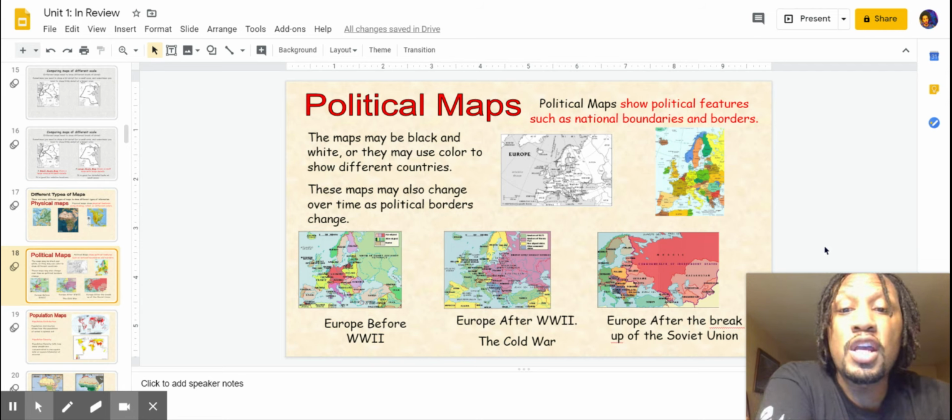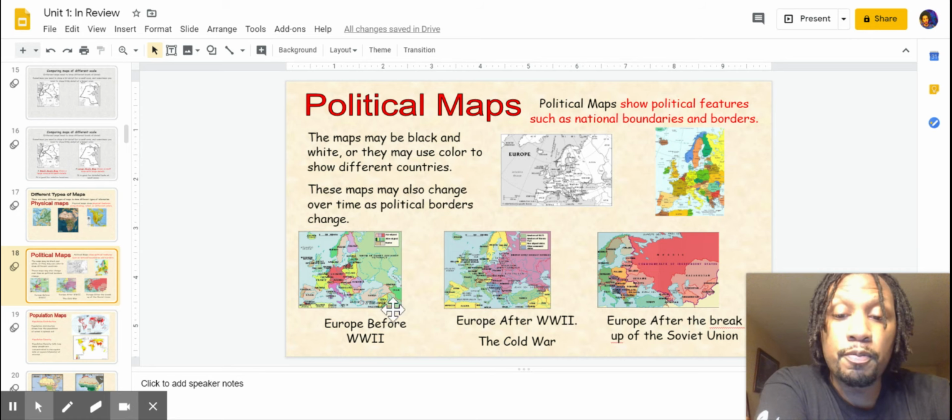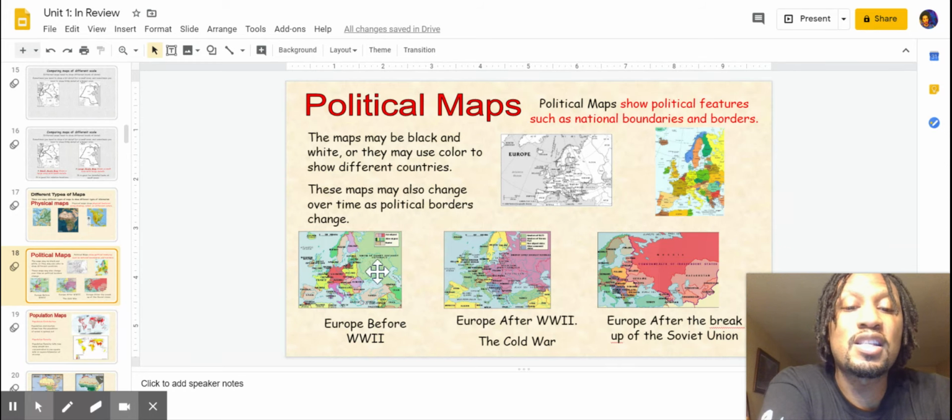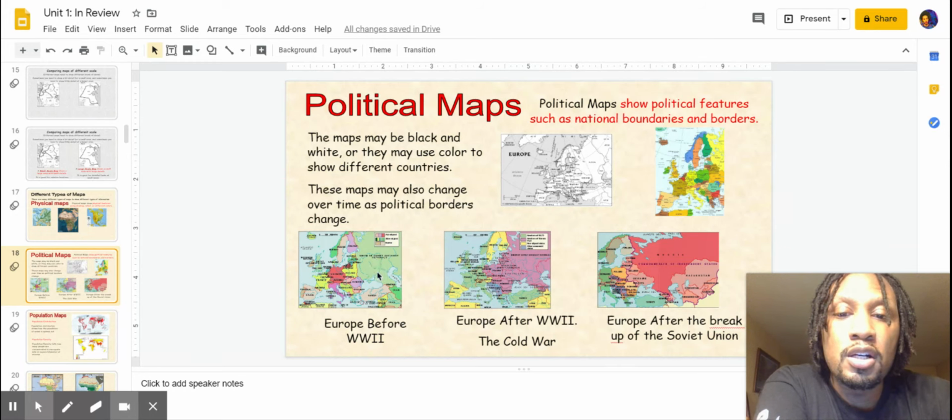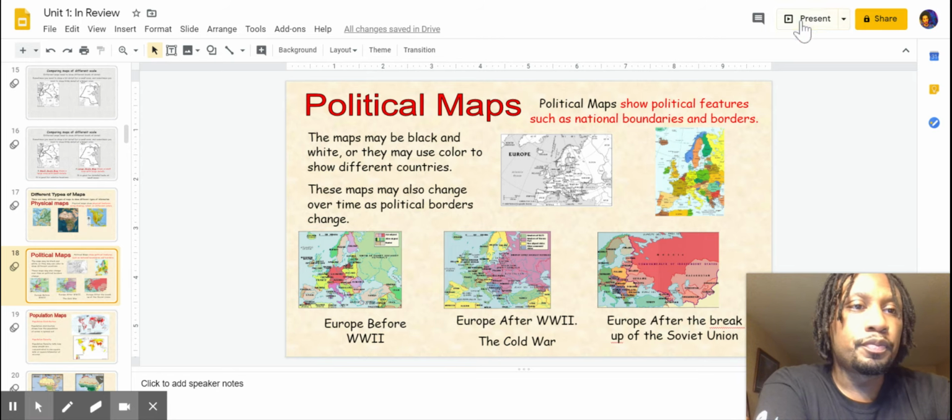These maps may also change over time as political borders change. So, in other words, pay attention. If you look at the bottom right here, Europe before World War II. This was the number of countries that existed during that time. You know what? I am going to put this in presentation mode so that you can see it a lot better. So that means that my image will disappear, but just listen to what I have to say.